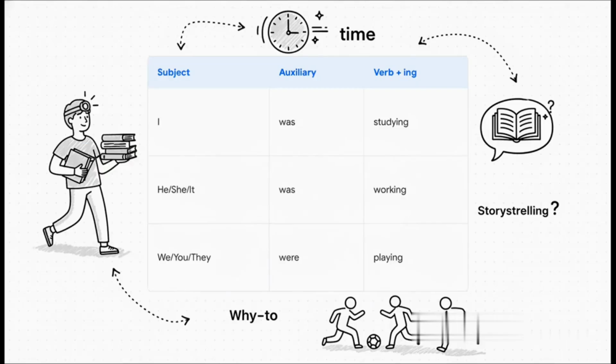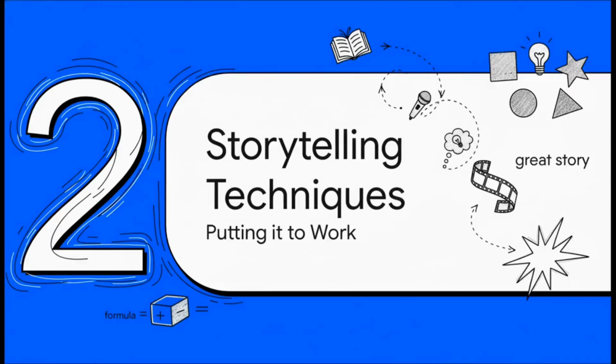And the formula to build it? Honestly, it could not be simpler. You just take your subject, add was or were, and then tack -ing onto your verb. I was studying. They were playing. See? Super easy. So that's the how-to. Now let's get to the really fun part, the why-to. Because look, knowing the formula is one thing, but knowing how to use it, well, that's what separates a dry report from a great story. So let's get practical and break this down into 4 really powerful storytelling techniques.